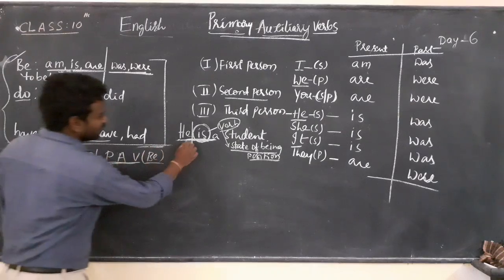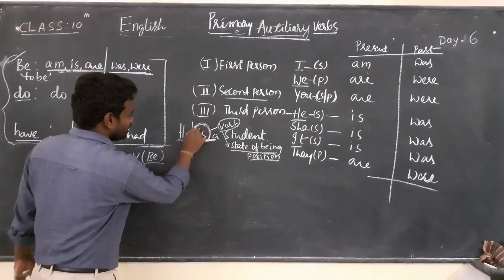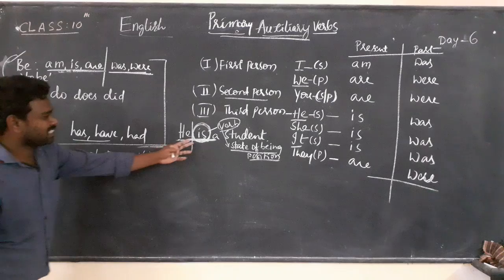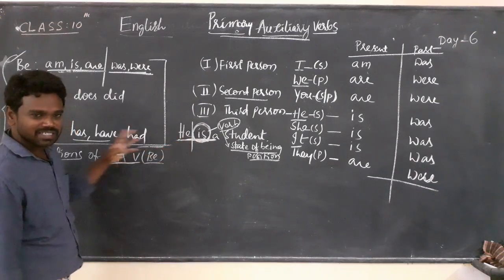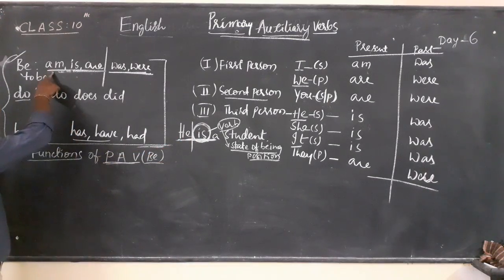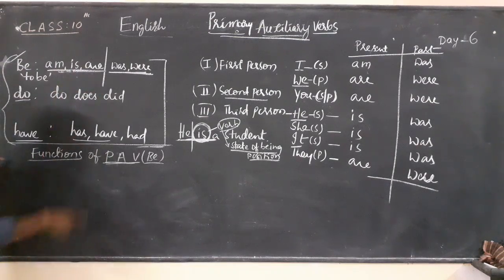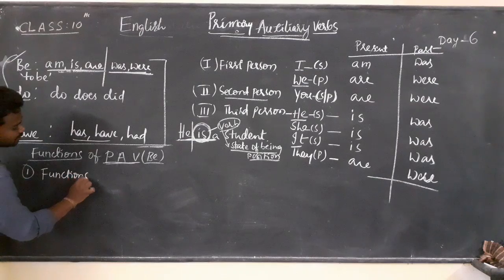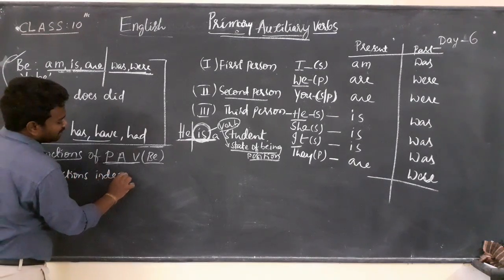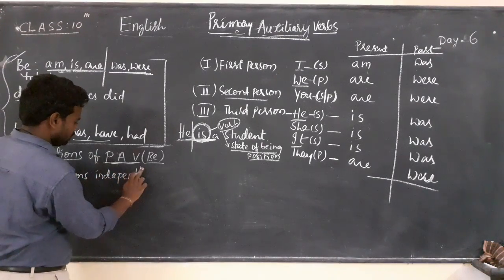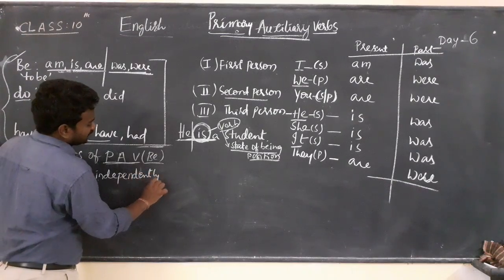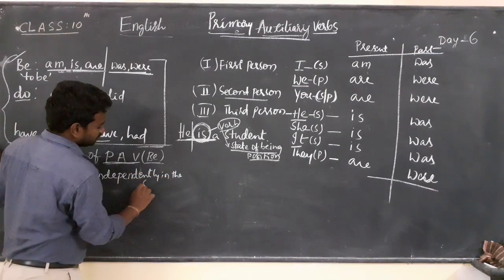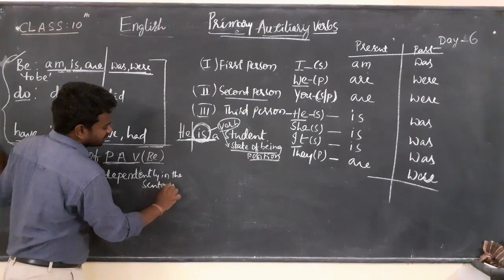So the first point is here, he is a student. I told you, right? He is a student. So here it acts as a main verb in the sentence. Sometimes be forms, do forms, have forms, all these forms act as main verbs in the sentence. That means the first usage is functions independently in the sentence.